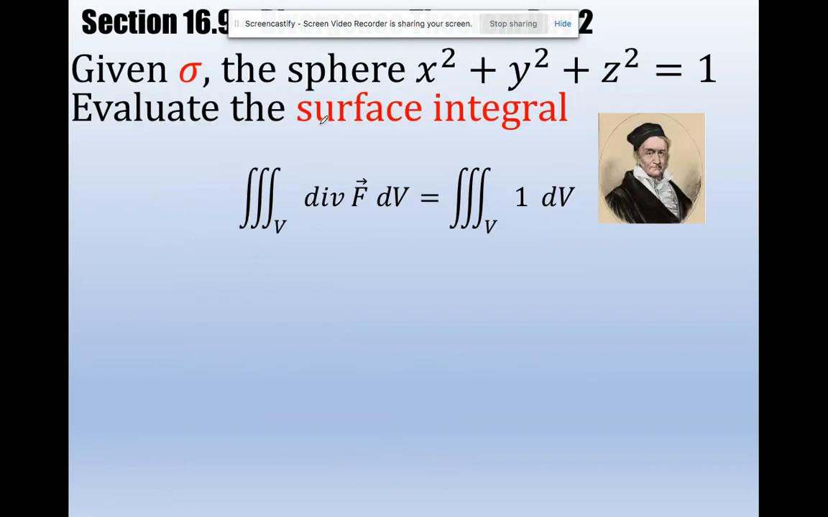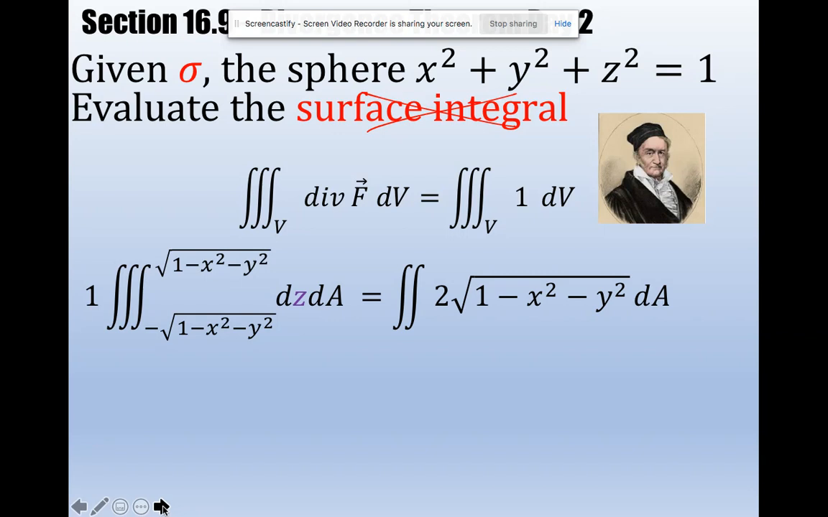So remember, I was asked to evaluate the surface integral, but I said I didn't want to do it, so I created a normal. Then I could find the vector field F dotted with my normal to create my integrand. And now I am just integrating this triple integral with an integrand of just 1.